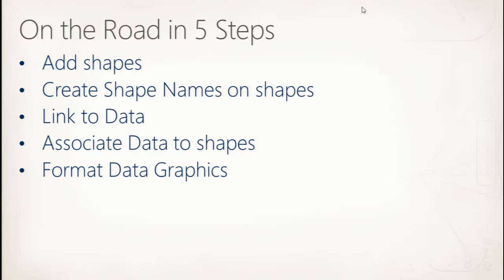So these are basically the 5 steps, and this is the scenario: being able to work in a disconnected manner on the road. You're going to design it, add the shapes, and create the shape names, and I'll show you what that is if you don't know what shape names are. You're going to link it to the data, associate the data to the shape, and then format the data graphic. If you only have 5 things to remember as bullet points, remember this, and I'll show you as we go along how this works out.